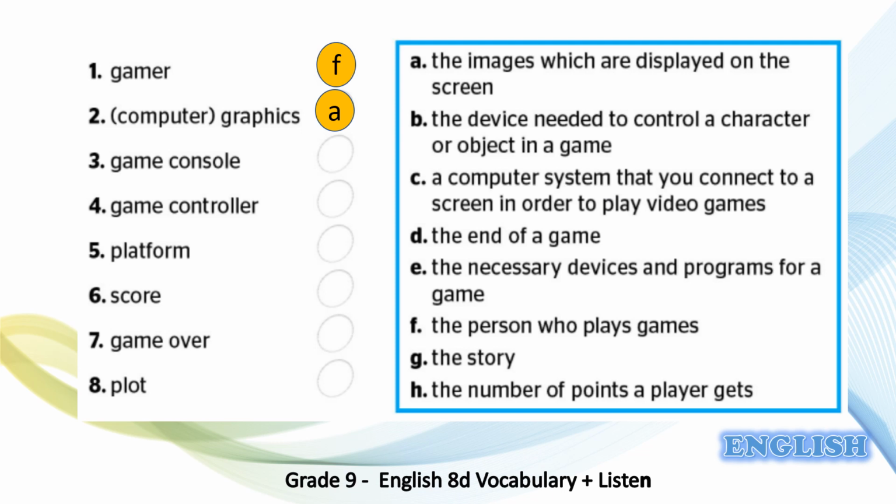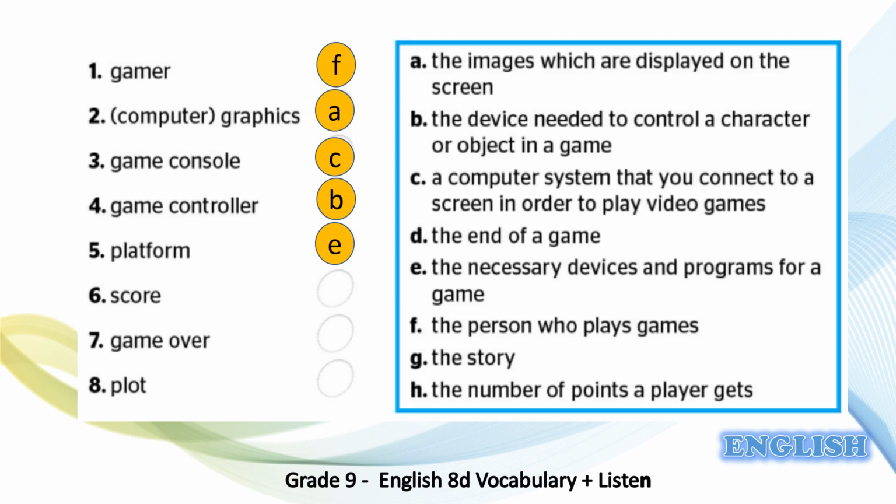Excellent. Look at number 3. Yes, what's the correct option? Excellent. C. A computer system that you connect to a screen in order to play video games. Excellent. 4. Game controller. Yes, great. B. The device needed to control a character or object in a game. Excellent. Look at number 5. Platform. Yes, well done. E. The necessary devices and programs for a game.